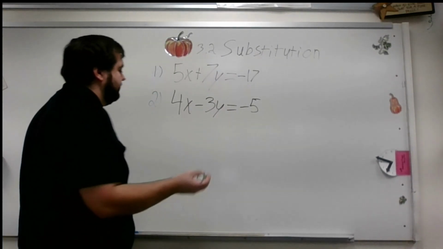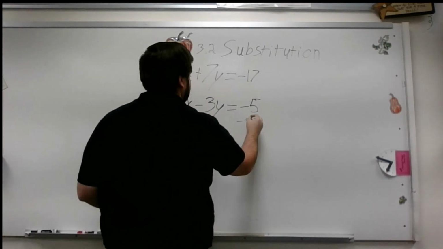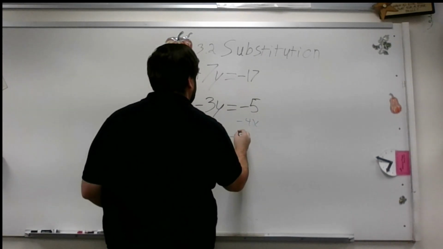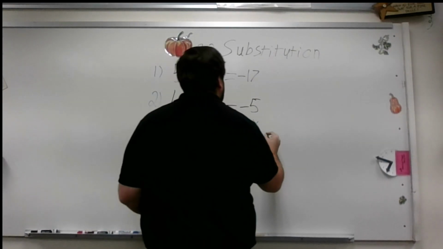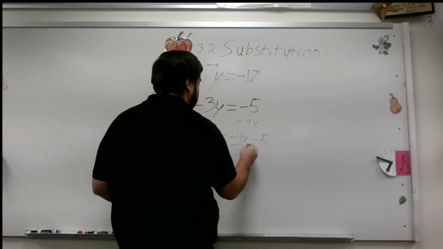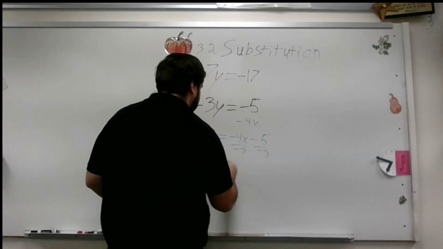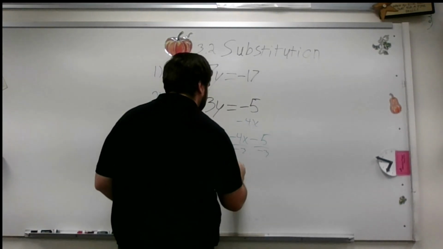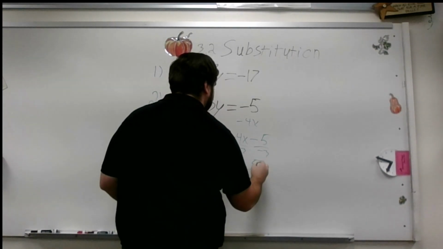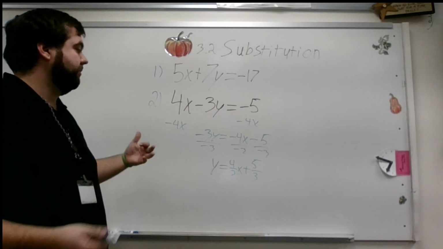Alright, so let's solve. I'm going to subtract 4x from both sides. We get negative 3y is equal to negative 4x minus 5. We then just divide by our negative 3. We end up with y equals 4 over 3 x plus 5 over 3.